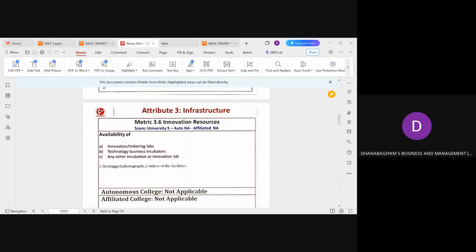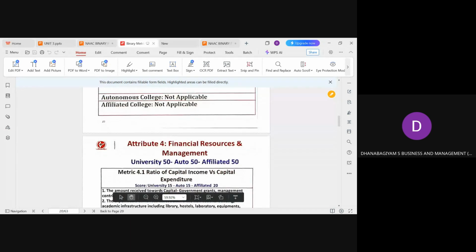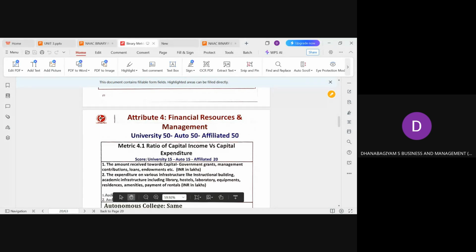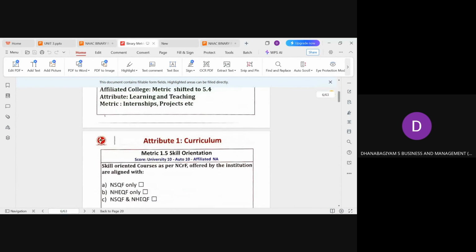Today I have covered only the input process, starting from the curriculum. Then we have seen the faculty, and next the infrastructure facility and the financial resources. For the rest, from attribute 4 onwards, tomorrow the next person, she will continue from the financial resources. So we have completed only till attribute 3. Till attribute 3, I hope everybody is clear.